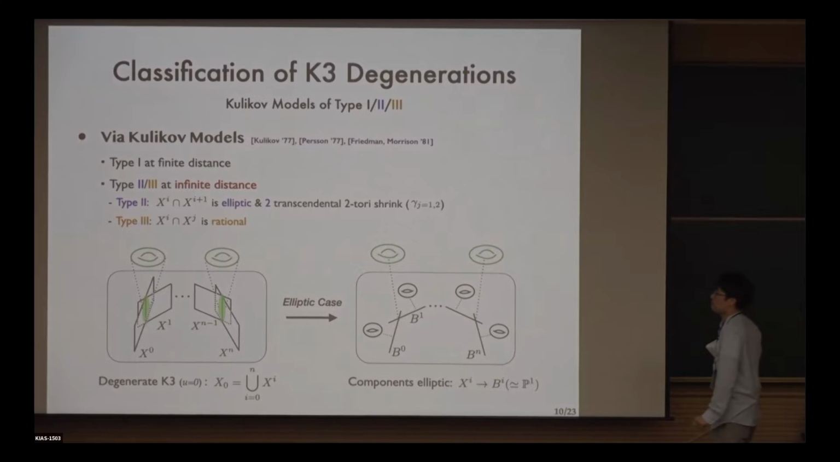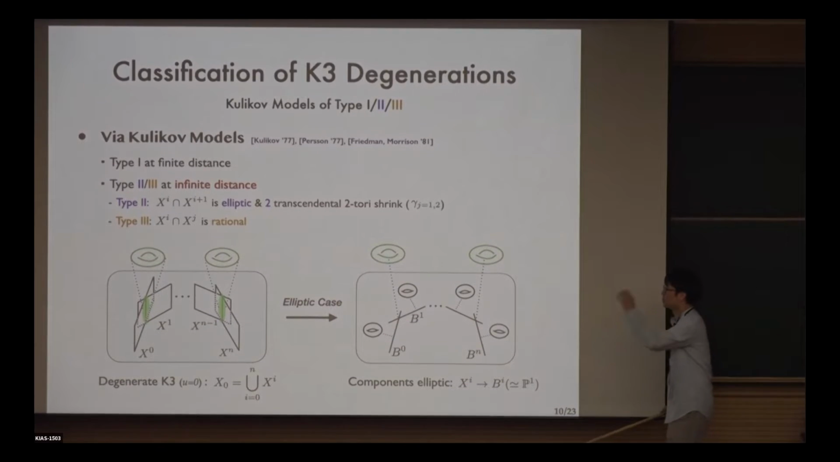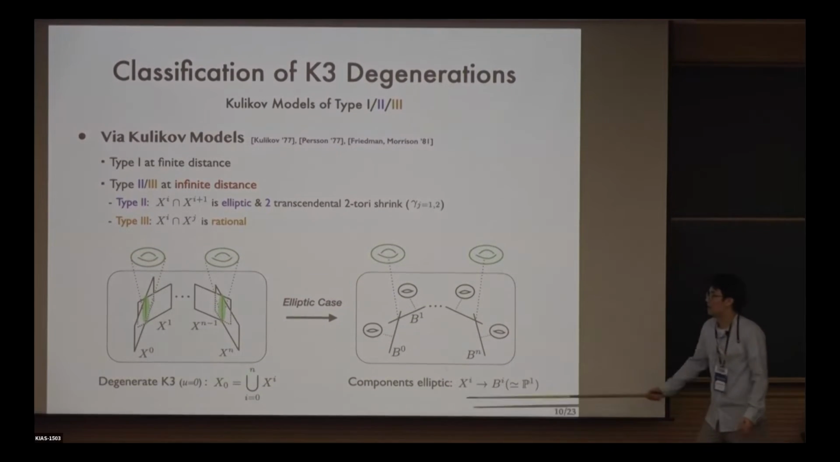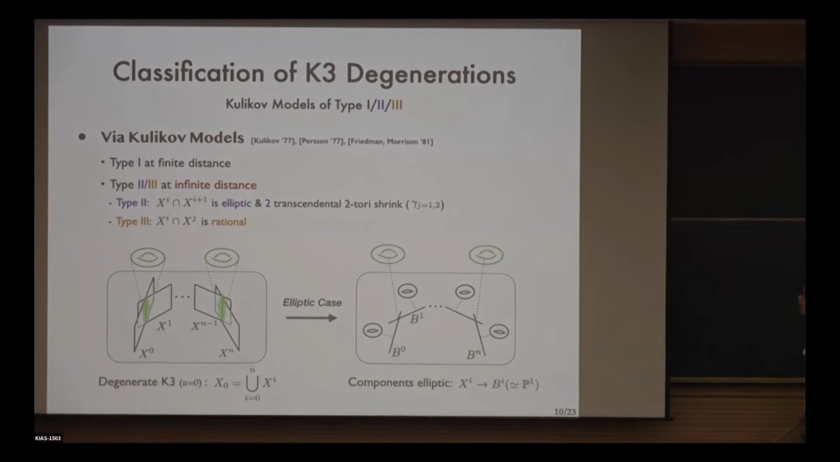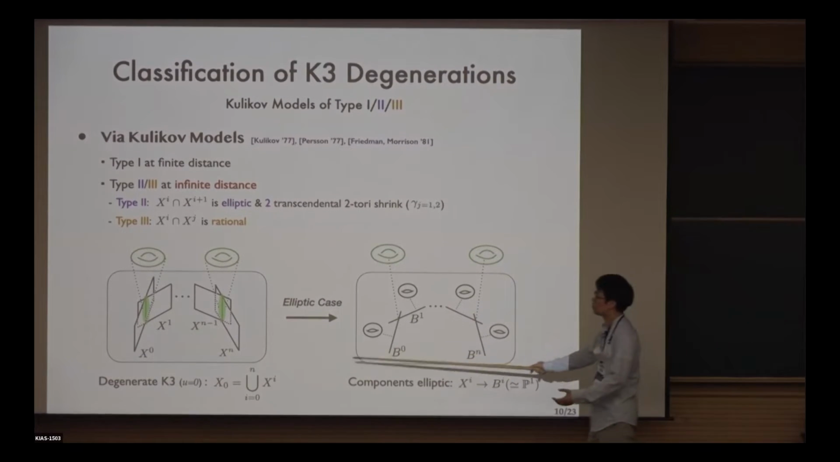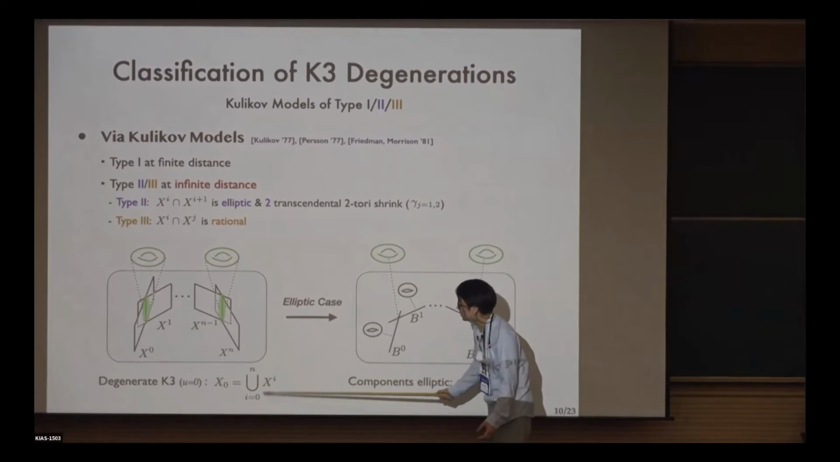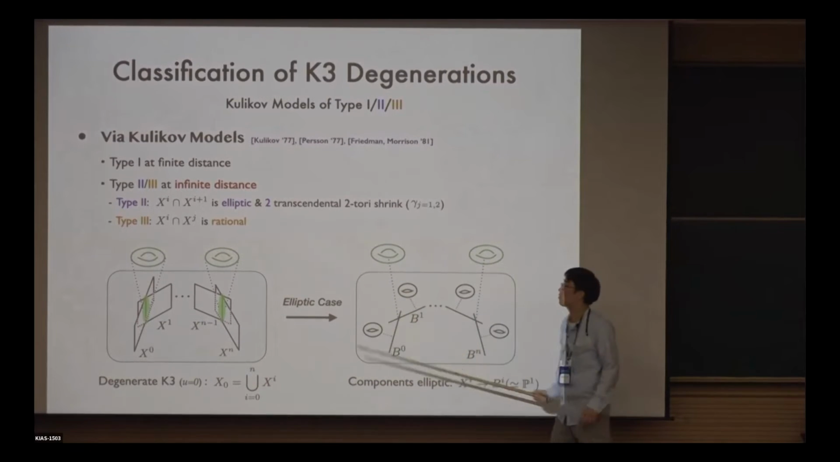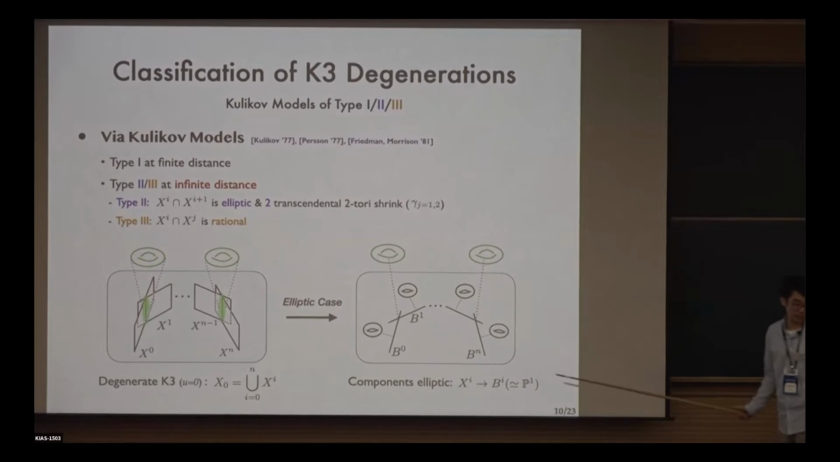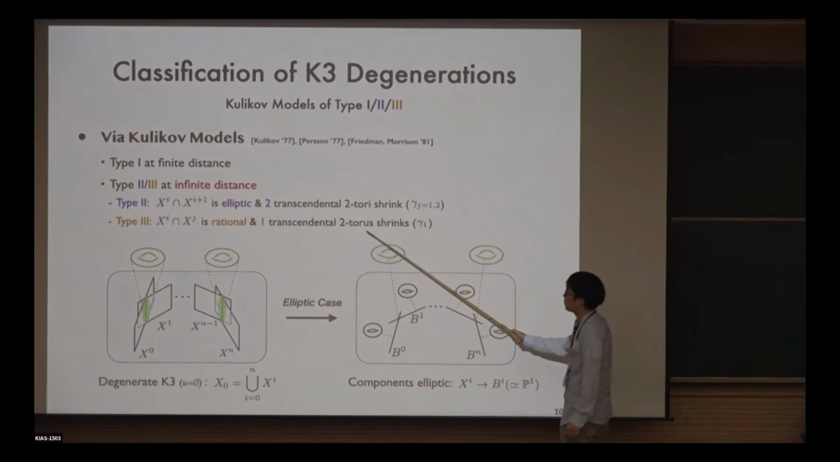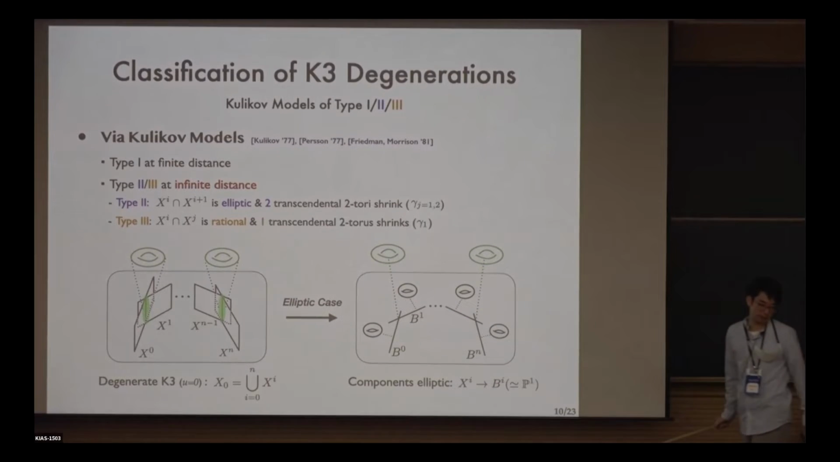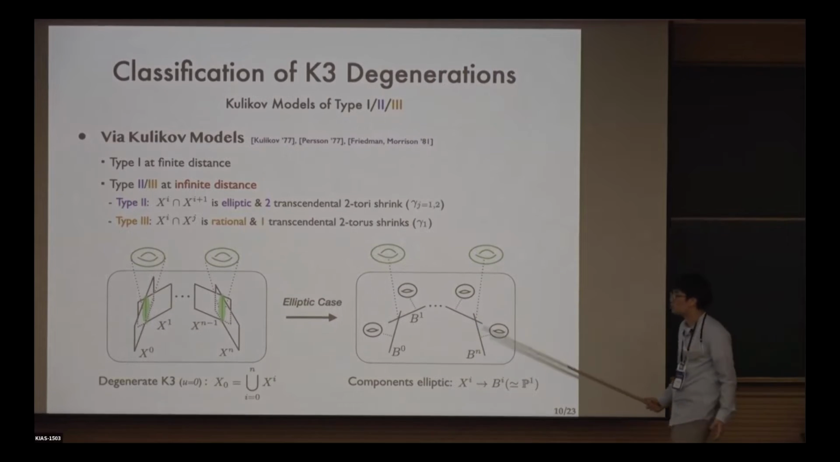And then moving on to type 3, I don't have a picture here for type 3, but in any case, the component surfaces in this case will not necessarily form a chain shape as in type 2, but it's a bit more general form, and then the intersection of any intersecting pair of components will be a rational curve instead. And also, in this case, we will only find one shrinking 2-torus, which I'll denote by gamma 1. Okay, so this is how the degeneration will look at u equals 0.